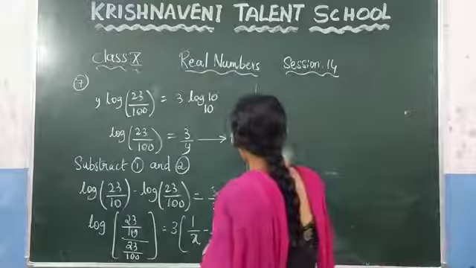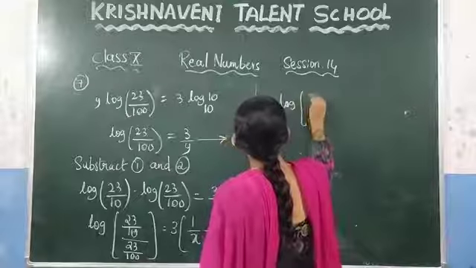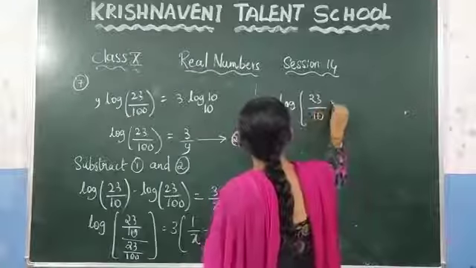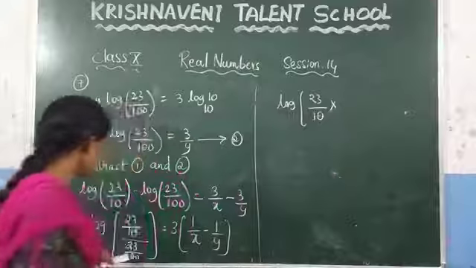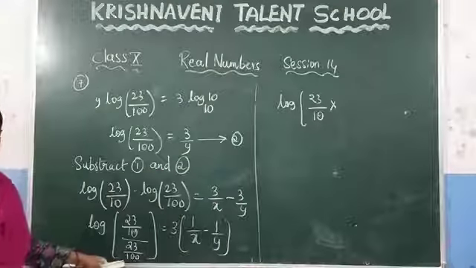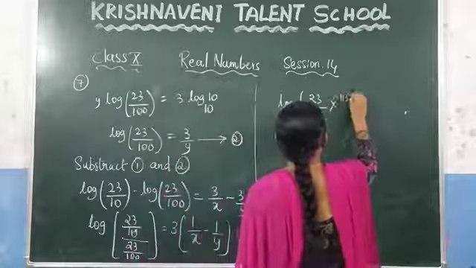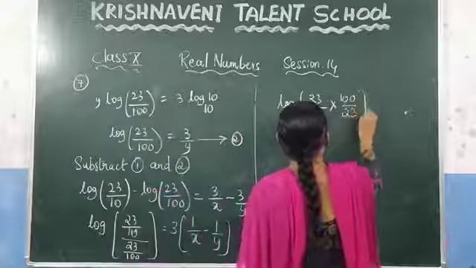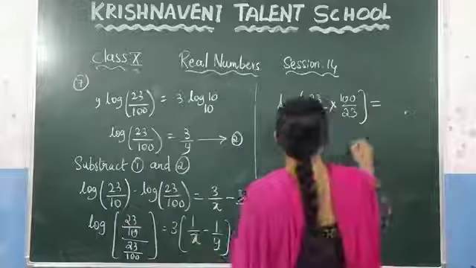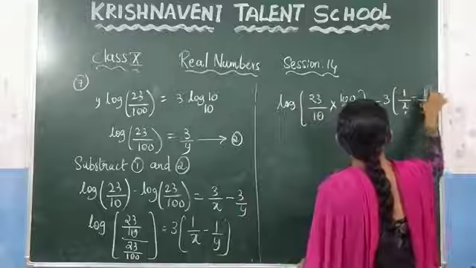What is our next step here? What we got here is log 23 by 10. Here division is there. If you write multiplication, what do we need to write? We need to take the reciprocal of this number. So you can write 23 by 10 as 10 by 23. So what is there in the RHS? 3 into 1 by x minus 1 by y.